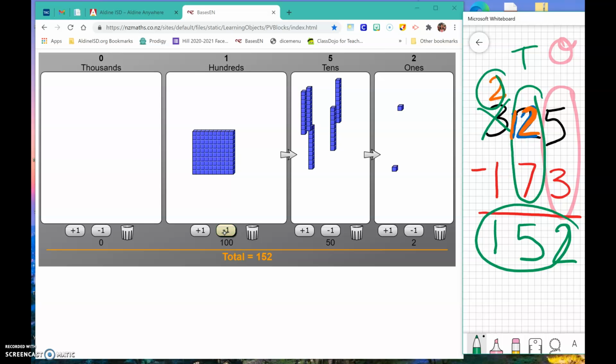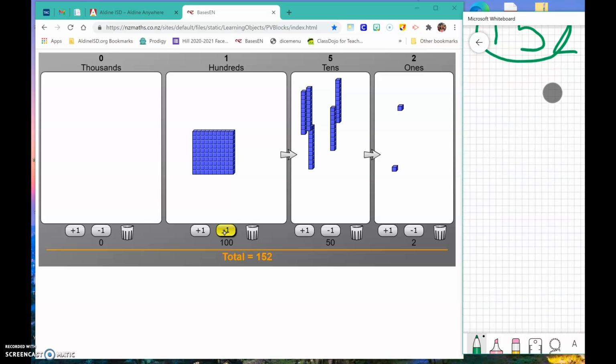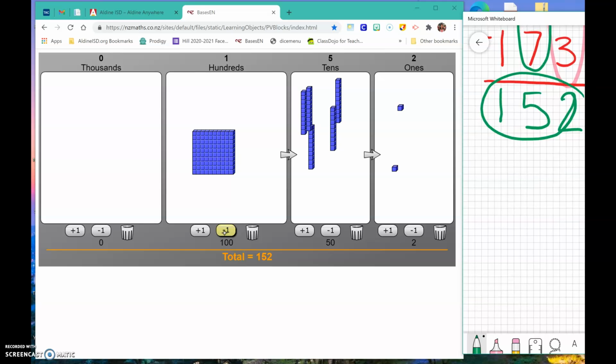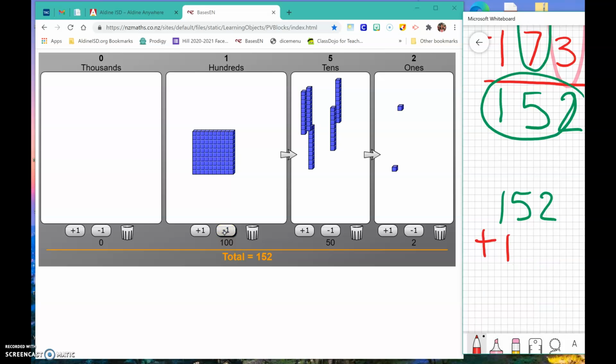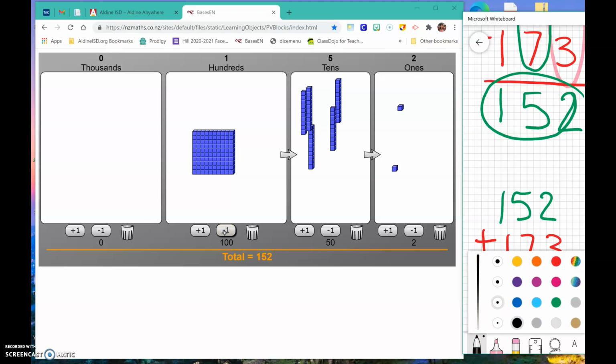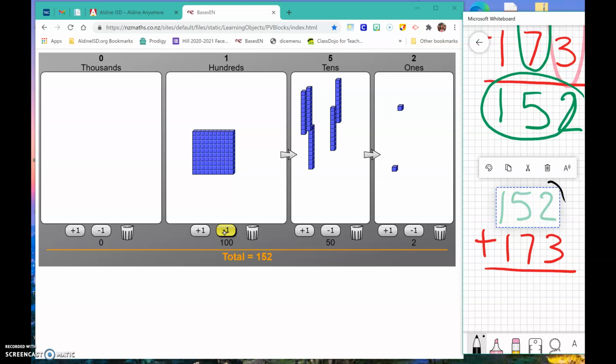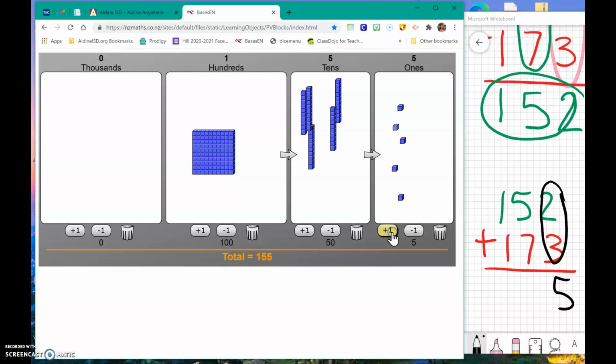And then some of you like to check with addition. So I have 152. And I'm going to add what I took away. Plus 173. So ya eso es lo que tengo. 2 plus 3 equals 5. And I'm putting it back lo que quité. So 1, 2, 3, right?